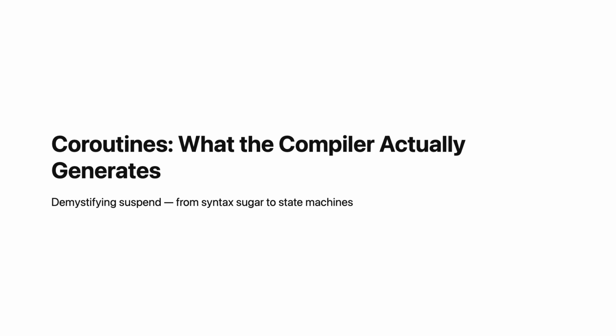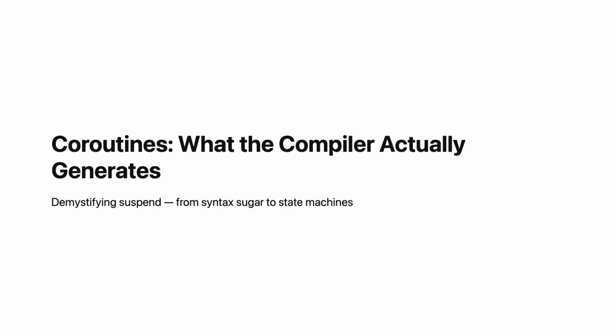You will know at the compiler level exactly what it does to your code and why coroutines can be so much more efficient than threads. This is one of those topics where understanding the internals does not just satisfy curiosity, it genuinely changes how you write coroutines. Let us start by being very precise about what coroutines are not.